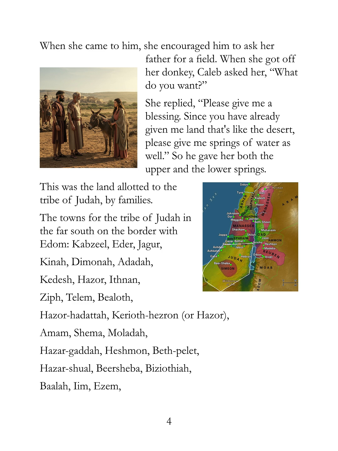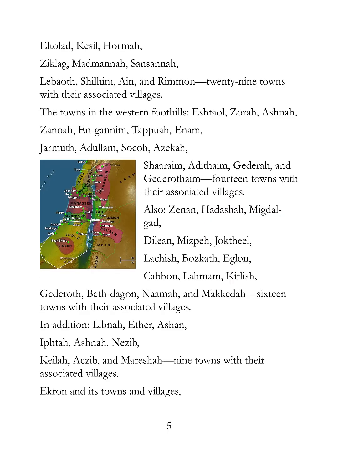The towns for the tribe of Judah in the far south on the border with Edom: Kabzeel, Eder, Jagur, Kinah, Dimonah, Adadah, Kedesh, Hazor, Ithnan, Ziph, Telem, Bealoth, Hazor Hadattah, Kerioth Hezron, or Hazor, Amam, Shema, Moladah, Hazar-Gaddah, Heshmon, Beth Pelet, Hazar Shual, Beersheba, Biziothiah, Baalah, Iim, Ezem, Eltolad, Kesil, Hormah, Ziklag, Madmannah, Sansannah, Lebaoth, Shilhim, Ain, and Rimmon, 29 towns with their associated villages.